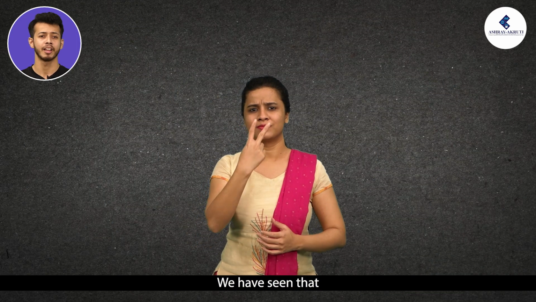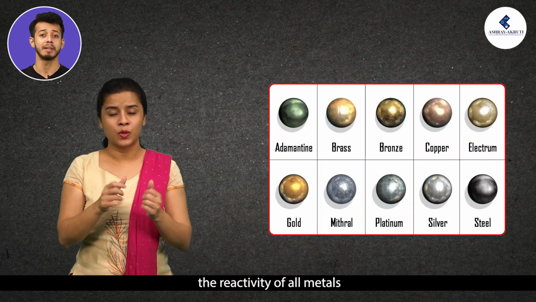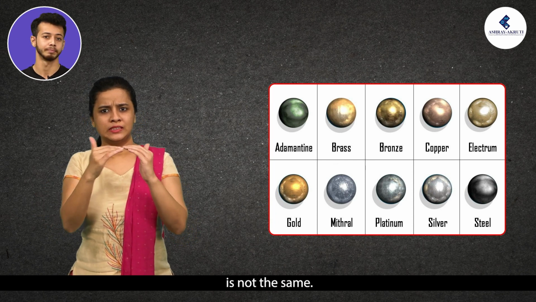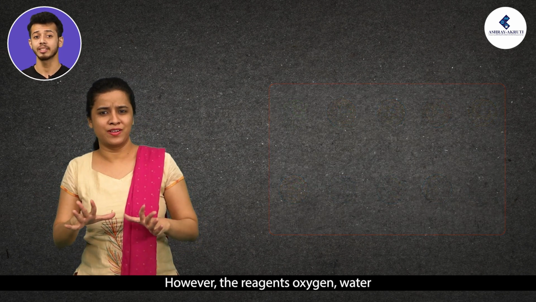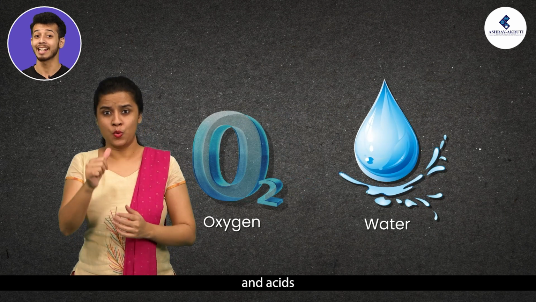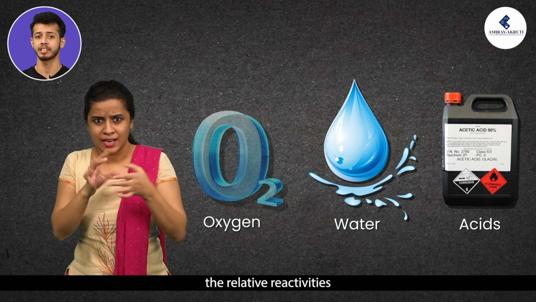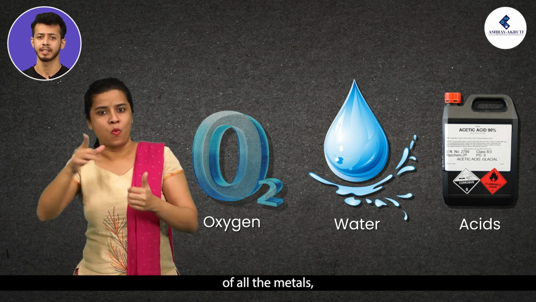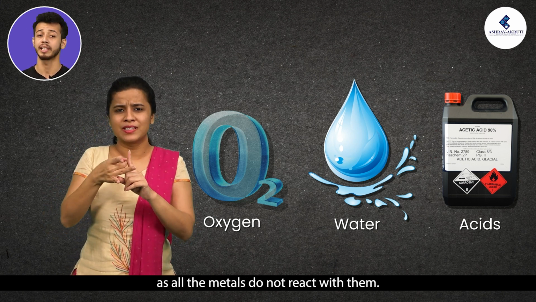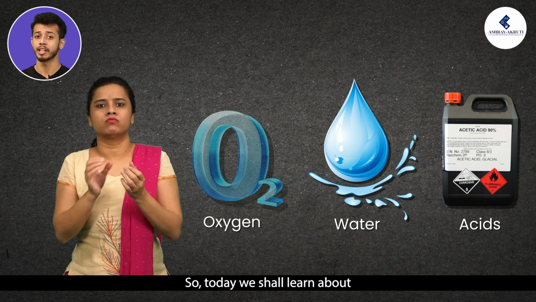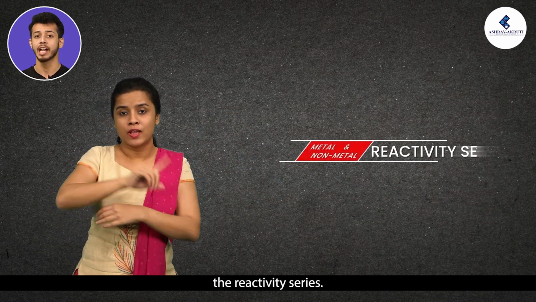We have seen that the reactivity of all metals is not the same. However, the reagents oxygen, water and acids are not useful to determine the relative reactivities of all the metals, as all the metals do not react with them. So, today we shall learn about the reactivity series.